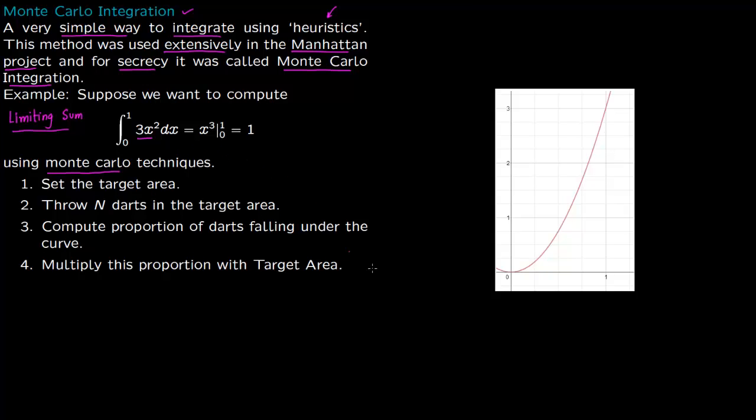This is how the graph of 3x squared looks like. So this is y is equal to 3x squared. We want to find the area under the curve. So limits are 0 to 1. We want to find the area which is under this curve.